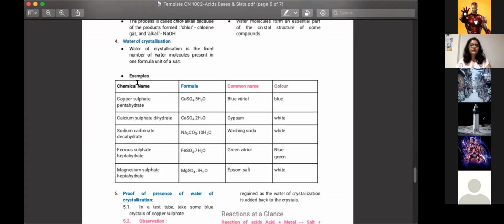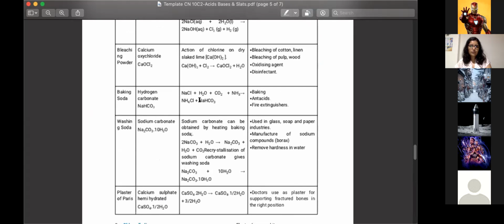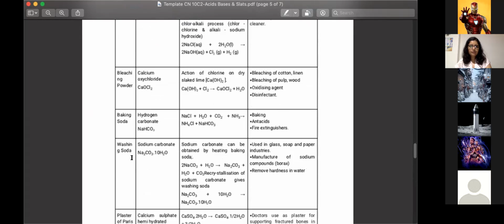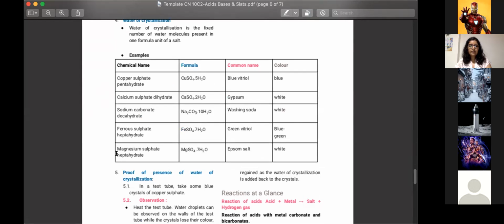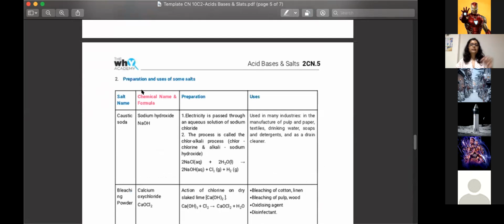Other salts also have a common name, chemical name, and formula. So we'll fill up that table. Ensure that you have 1, 2, 3, 4, 5, 6, 7, 8, 9, 10 rows, with common name, chemical name, and formula.